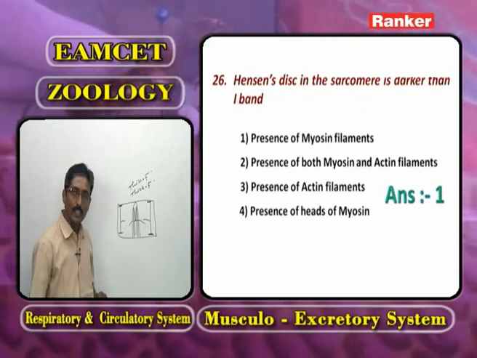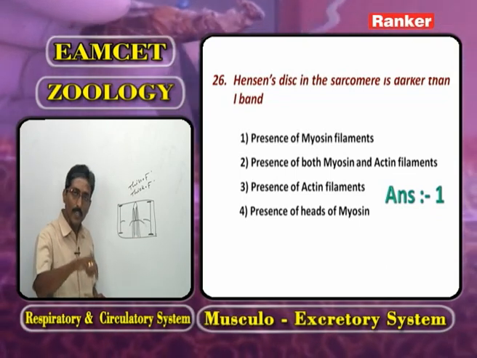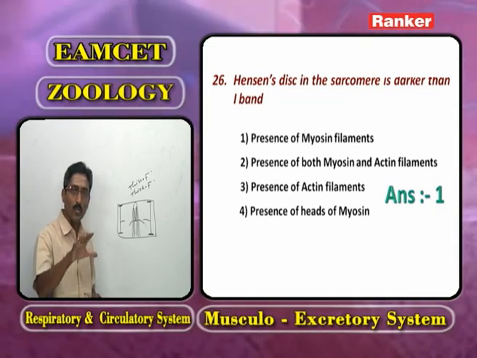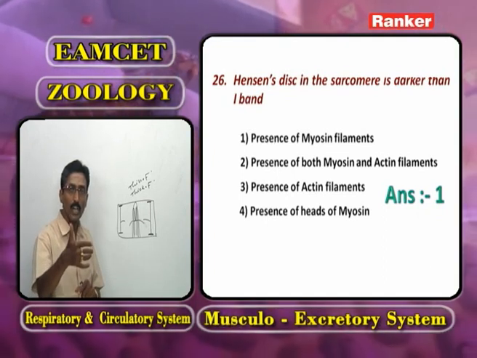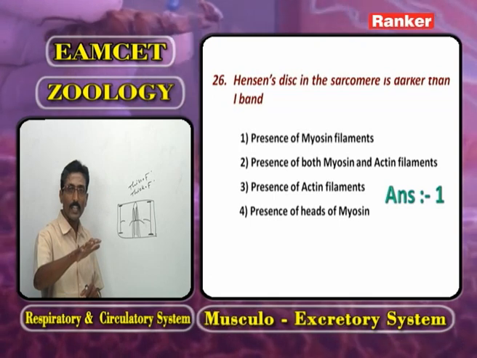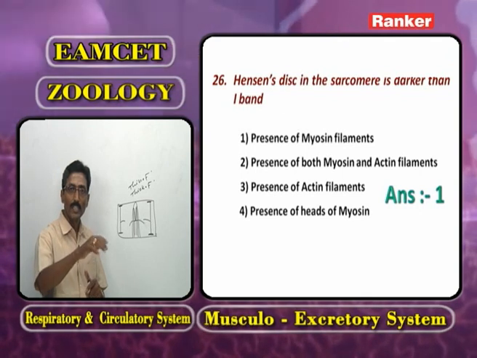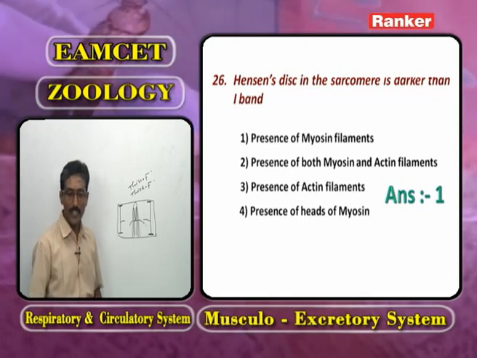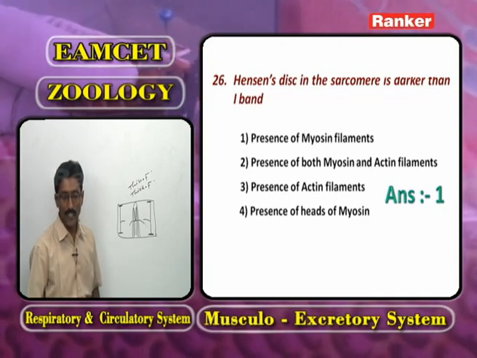In the A band, mainly what is present? Myosin. In the H, what is present? Myosin. In the M line, what is present? Myosin. No doubt, the myosin protein molecular weight is more than that of actin, troponin, tropomyosin. So the A band, the H zone and the M line are much darker than the parts of the I band, that means I and Z. Now here, what is the answer? Presence of the myosin filaments. Now we go for the next one.